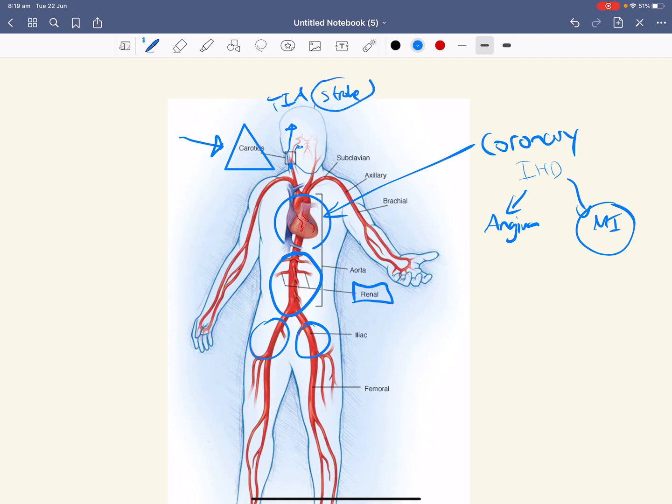Equivalent to here would be the stroke in the brain, where the brain tissue starts to die. Angina, there's no death, but there's annoyance of the heart muscles because of reduced blood, and this would be similar to the TIA in the brain.